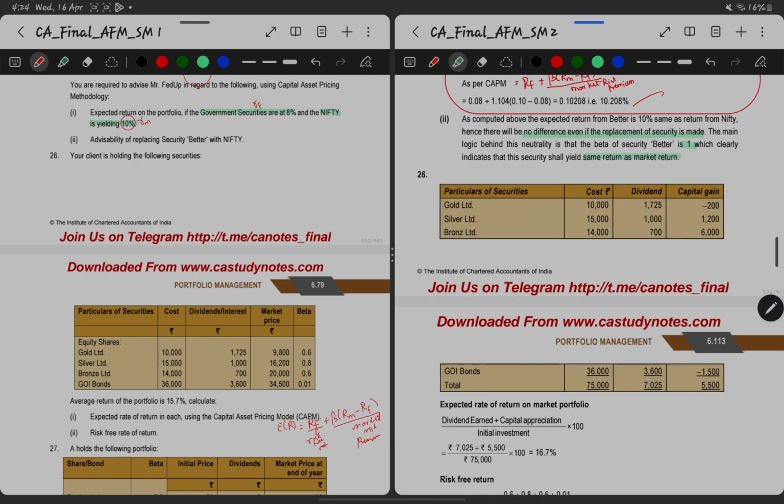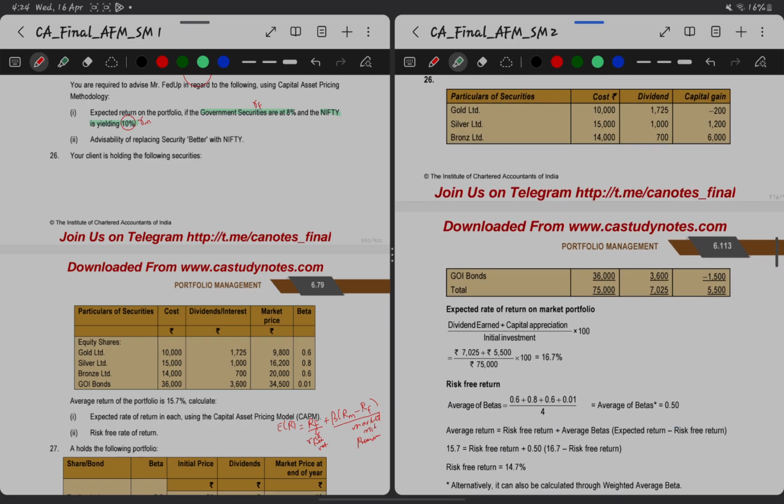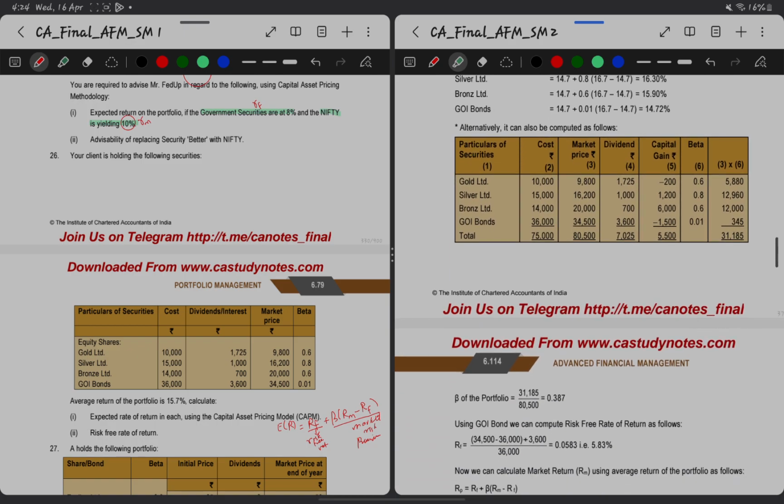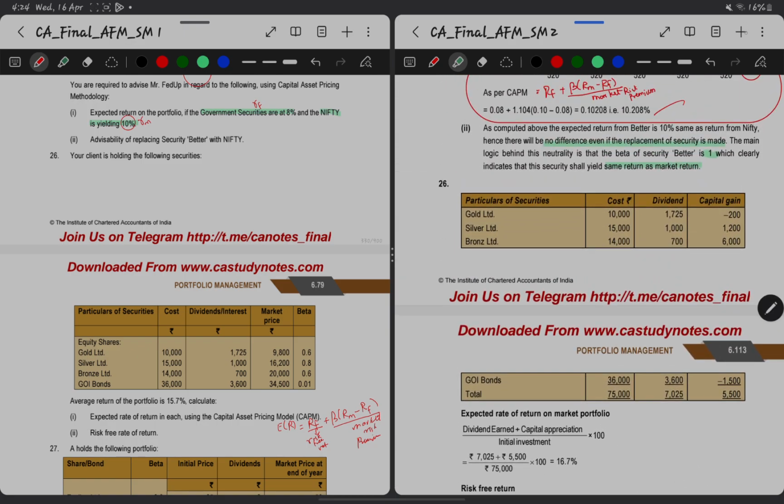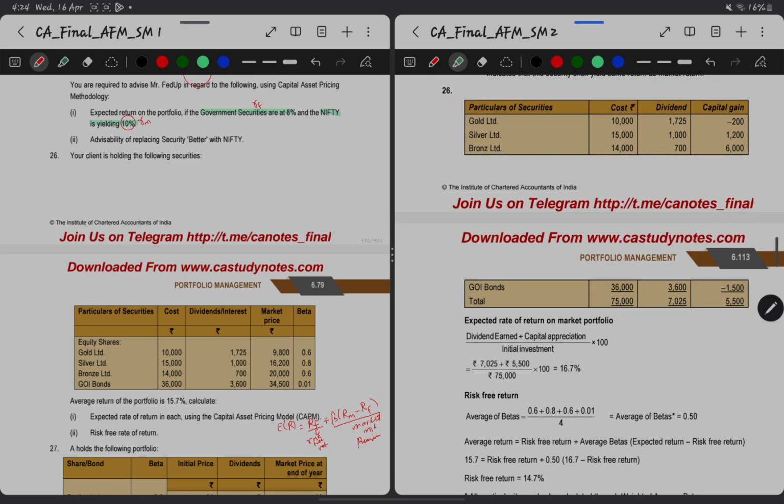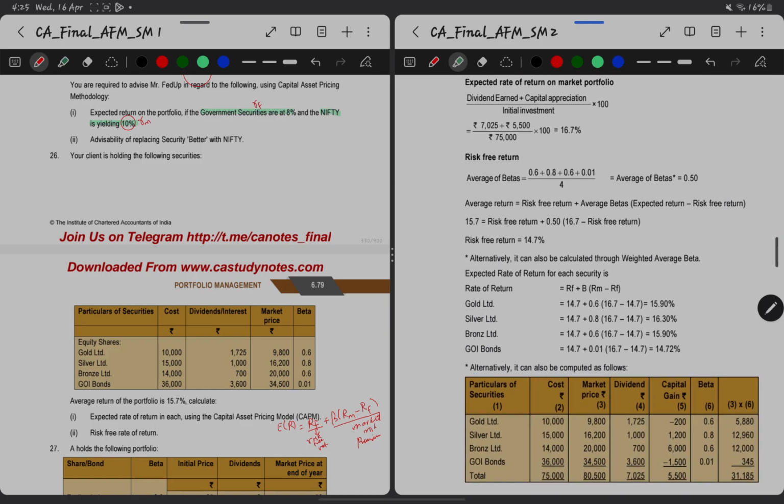Now, there are multiple ways of doing it. ICAI has also given two or three methods. One approach is finding out the individual return of the stocks and then taking the average. So we just need the components here. We know that the average return of the portfolio, which is nothing but the expected return, is 15.7, and we need to calculate the risk-free return and the market return.